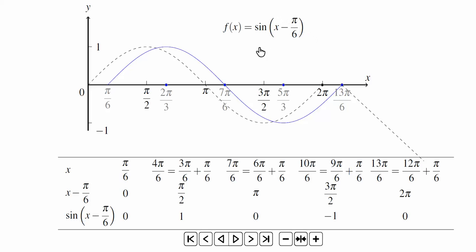Now we see apparently this solid line is actually shifted pi over 6 units to the right. That will be the graph of this one. So we need to know why this graph is shifted in the positive direction by pi over 6 units and not shifted to the left by pi over 6 units.